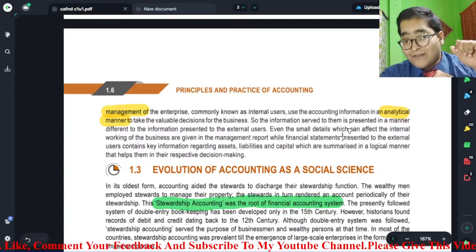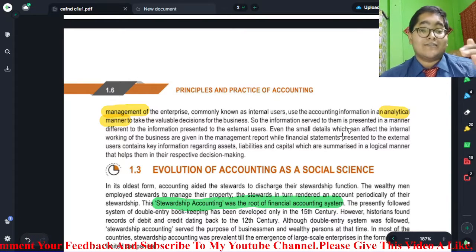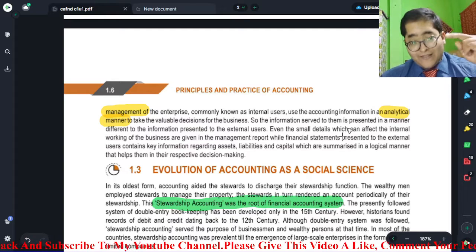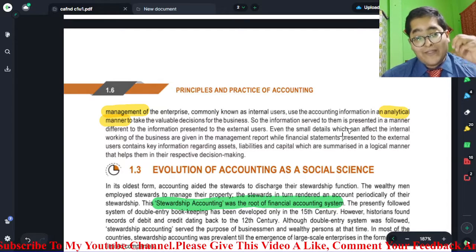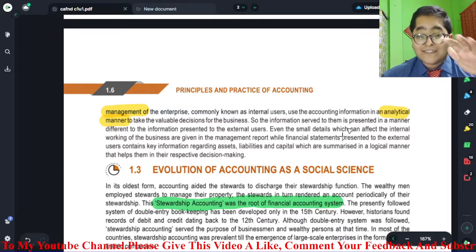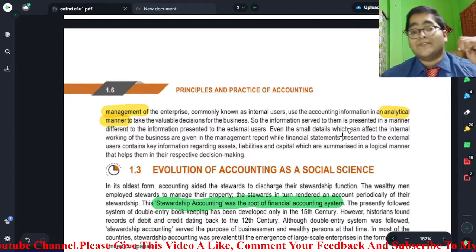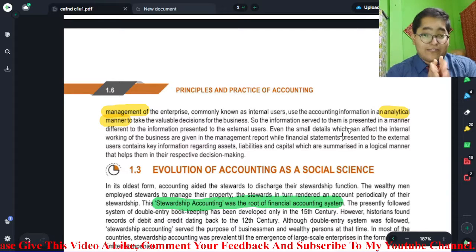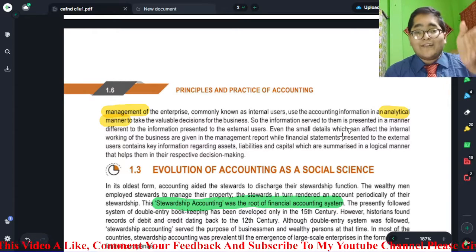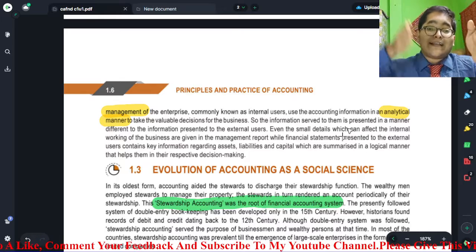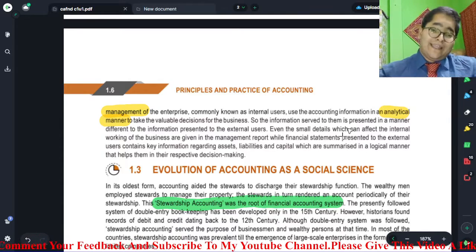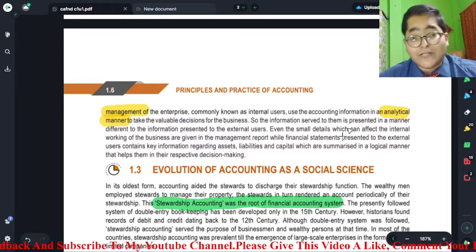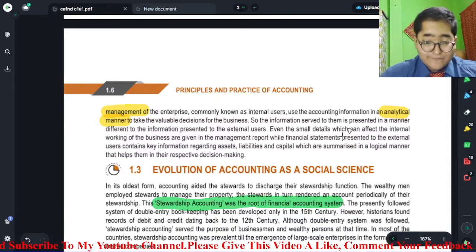Who are the external users? The external users are the lenders, creditors, right? The government, the suppliers, customers. These are the external users. So the users of financial information are internal users as well as external users, and together they form the total user group of the financial information of any business.